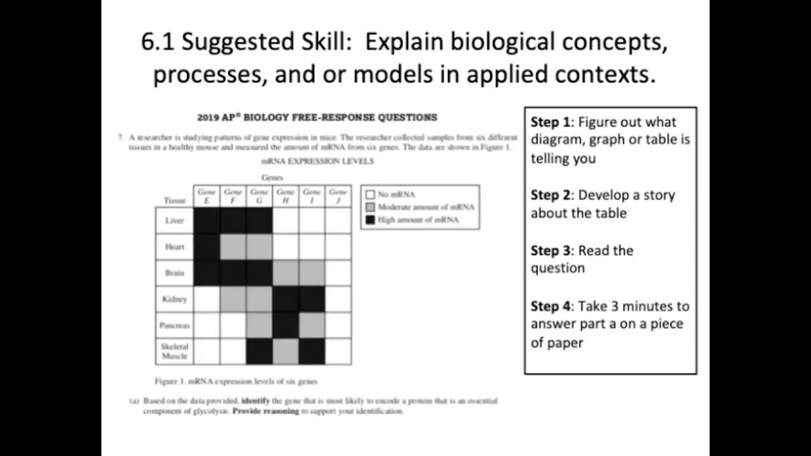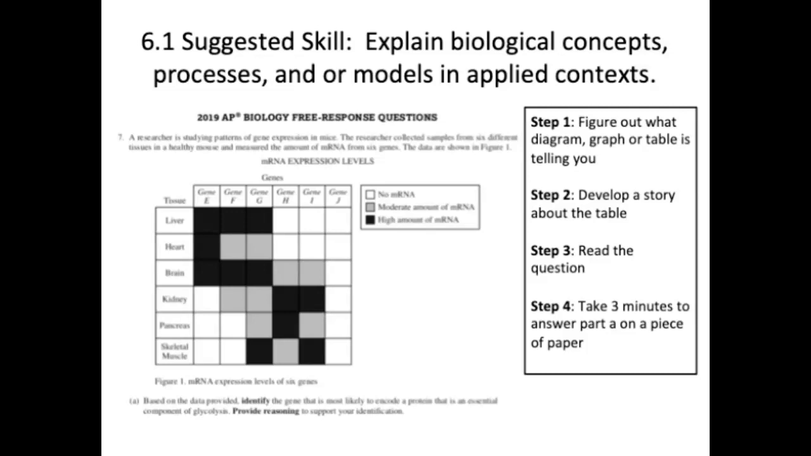In the course and exam description for AP Bio this year, they gave suggested skills for each unit, and I think these are really going to come in handy as the exam has changed and it's only free response questions. So I figured I would incorporate a couple free response questions in here so we can get some review in as we go through this last unit since we're short on time. The suggested skill for 6.1 is to explain biological concepts, processes, and or models in applied context.